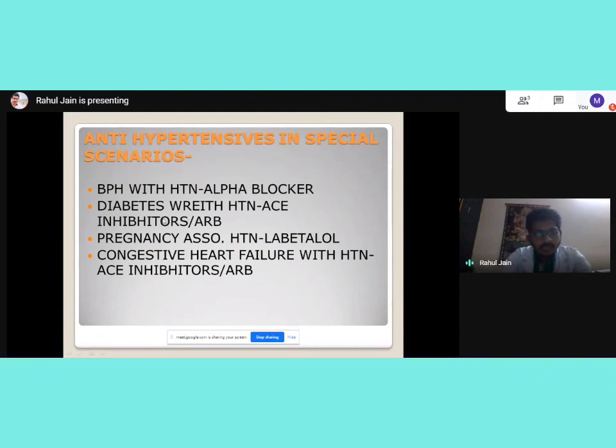Then in diabetics with hypertension, ACE inhibitors and ARBs are beneficial, because a few studies have shown that over time, for diabetes patients, the mesangial proliferation in the kidney is reduced by these drugs like ACE inhibitors and ARBs. Even for congestive heart failure, these drugs are useful because they slow down the remodeling of the heart. And then in pregnancy, if there is hypertension, then labetalol is the drug of choice, and there's no other drug we use, and it's not even advised to use any other drug. Even ACE inhibitors and ARBs are contraindicated in pregnancies.